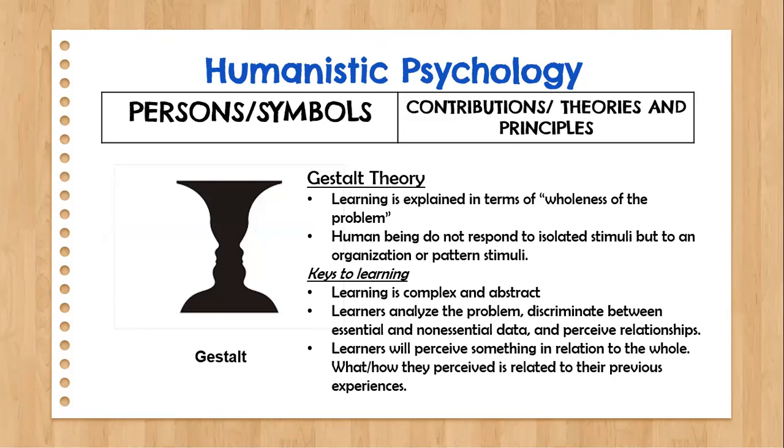Kung yun ka Gestalt theory, learning is explained in terms of wholeness of the problem. Wholeness of the problem, Gestalt theory na siya. Kung yun ka human beings do not respond to isolated stimuli, but to organization or pattern of stimuli, the answer is Gestalt theory. And the keys to learning: learning is complex and abstract.